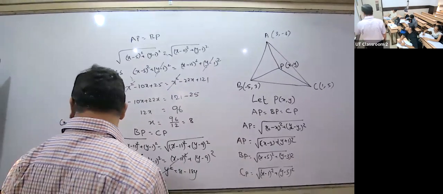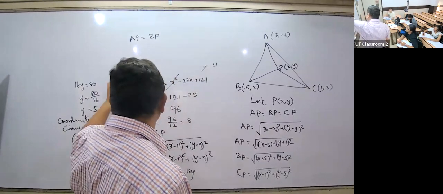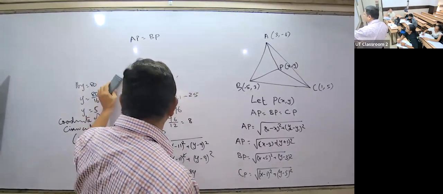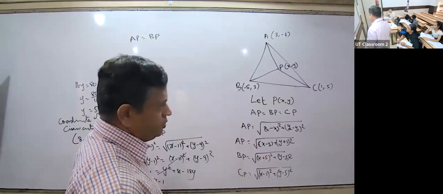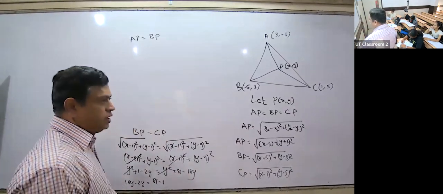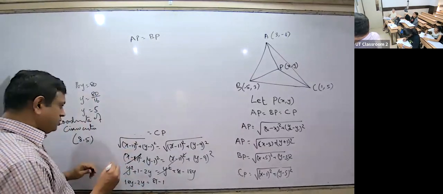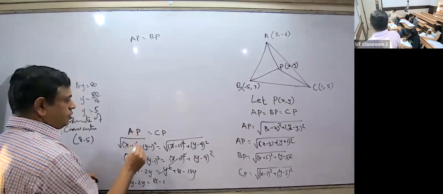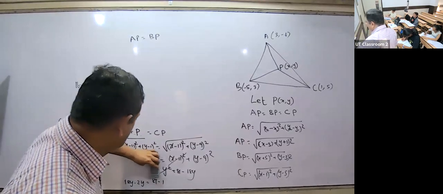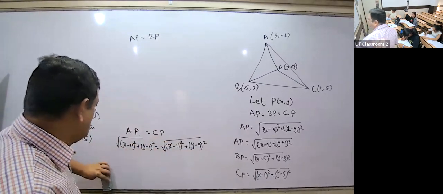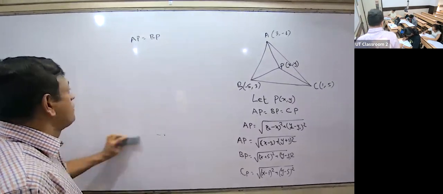Now check what should be equated. Is any coordinate the same? x, check, is anything the same? No. Nothing is the same. Okay, y, do you see anything the same? No. So you can take anything. Let's say AP equal to BP, and AP equal to CP. Any order you can take, there is no problem. Without mistake, do it. AP is equal to BP, square on both sides, simplify.